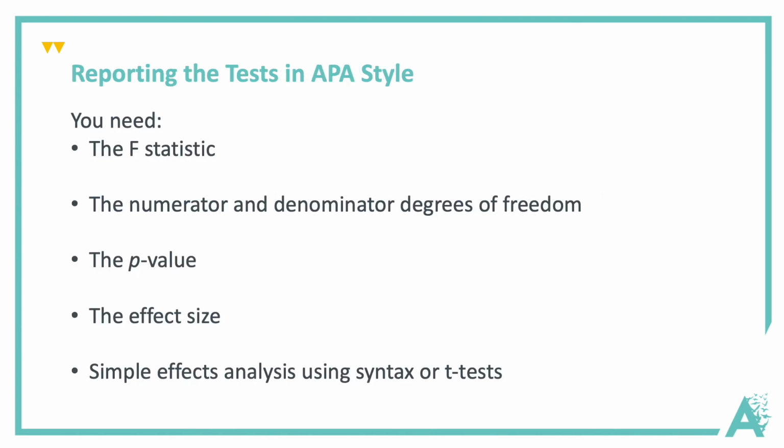To report the results of your two-way within subjects ANOVA, you will need the F-value, the degrees of freedom, the p-value, and effect size for each ANOVA effect. If you have any significant effects, you will need to report the appropriate pairwise comparisons.